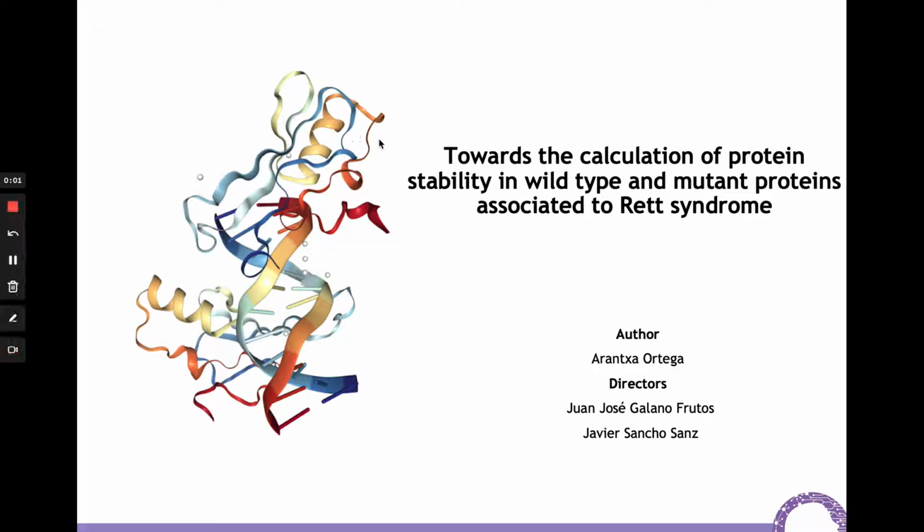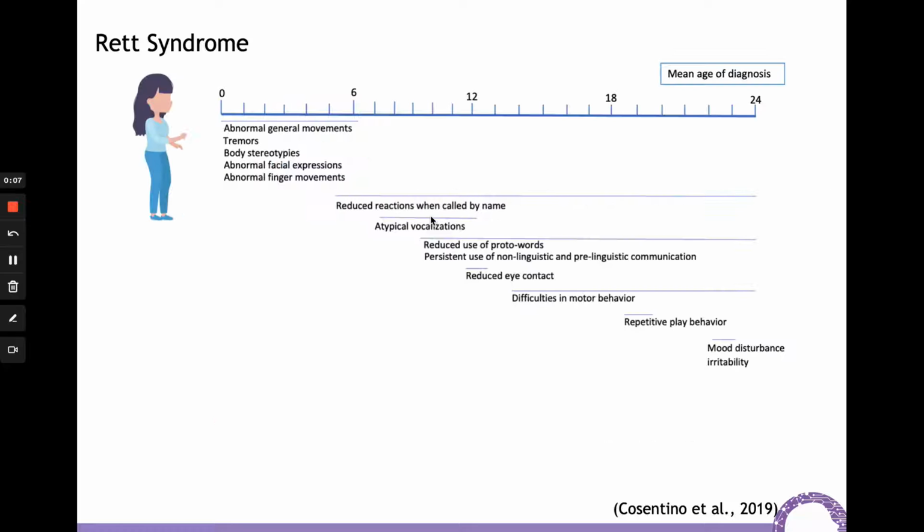Hello everyone, I'm presenting this work towards the calculation of protein stability in wild type and mutant proteins associated to Rett syndrome. To start, Rett syndrome is a neurodevelopmental disorder that is mostly present in girls, characterized by the deceleration of head growth, autonomic dysfunction, loss of language, and motor skills. Patients with this condition also have characteristics of autism spectrum disorder.